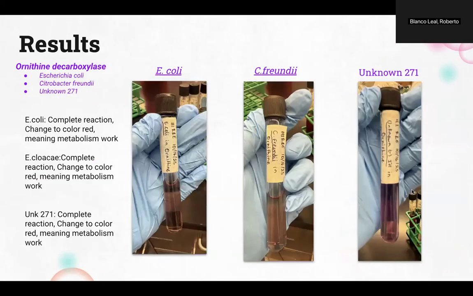The results for the ornithine decarboxylase. E. coli changed color to purple, meaning it was a reaction. Citrobacter, this one actually changed color to orange, purple, but very transparent. So maybe it was a problem with the inoculation in this case, because it might be gram negative, but I'm not too sure. I hope it wasn't. So let's say that this one didn't react. Our unknown 21 actually reacts, it changed color fully to purple.